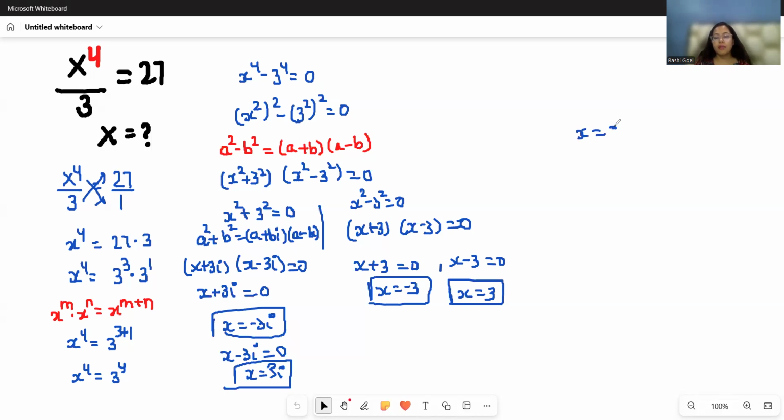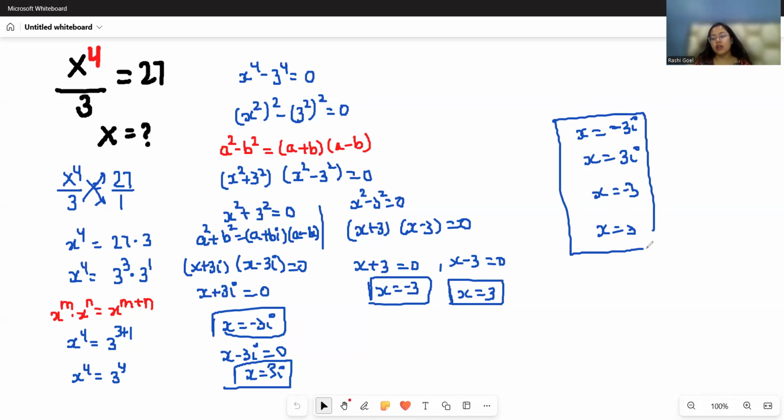So what are the four values of x? x is minus 3 iota, x is plus 3 iota, x is minus 3, and x is 3. So these are the four values of x. I hope it's clear and you find it useful.